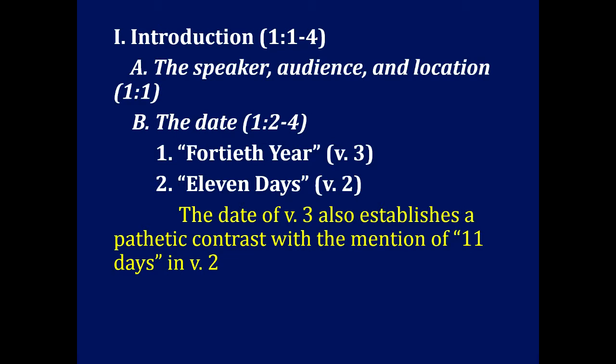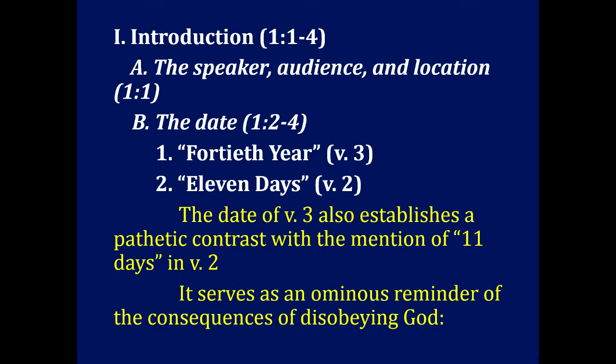Now it's interesting because when you take this in light of verse 2, it's such a tragic statement that we're given in light of chapter 1, verse 3 and verse 2. The date of verse 3 also establishes a pathetic contrast as a reference to the mention of 11 days in verse 2. And therefore it serves as this ominous reminder of the consequences of disobeying God, because in verse 2 we have this sort of parenthetical, and the NIV does put it in brackets, I believe, and it says, "It is 11 days' journey from Horeb by the way of Mount Seir to Kadesh Barnea."